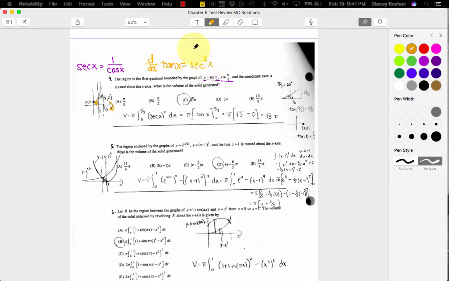It's time for us to start memorizing our trig derivatives. So please make sure you remember this one. It's very important that you know it.